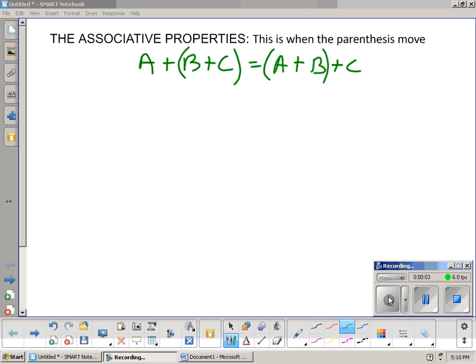All right, hey, we're going to talk about the associative property. This is like take number 3, so hopefully it's a little bit better. But the thing I want you to remember is that the associative property is when the parentheses move. Okay, that's one of the things I want you to remember.